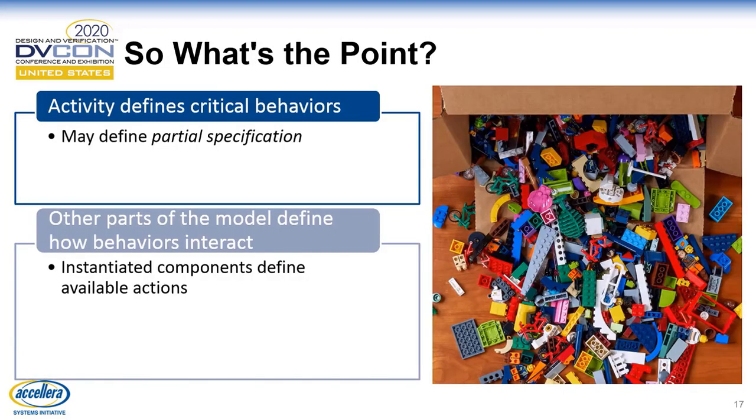So what's the point of all this? Well, we have the activity that defines these critical behaviors, and this is what defines this partial specification. If you've heard me present on portable stimulus before, I kind of harp on this idea of a partial specification. Right? These are the things that you want to make sure happen, and then the tool is going to infer a set of additional elements to complete the scenario.